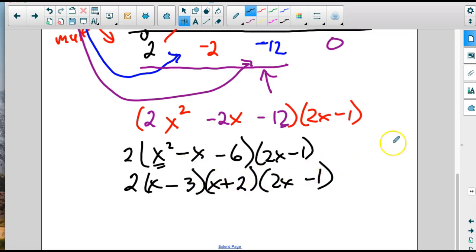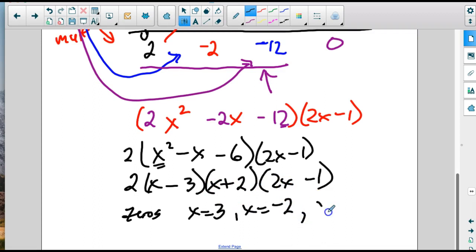All right, so that means my zeros or roots of this are 3, because 3 minus 3 is 0, negative 2, because negative 2 plus 2 is 0, and this one we had was 1/2 from the one that was given. And this doesn't give us a root because it's already a constant.